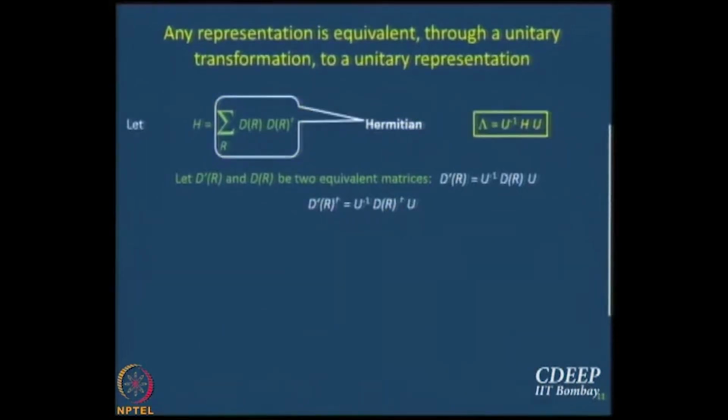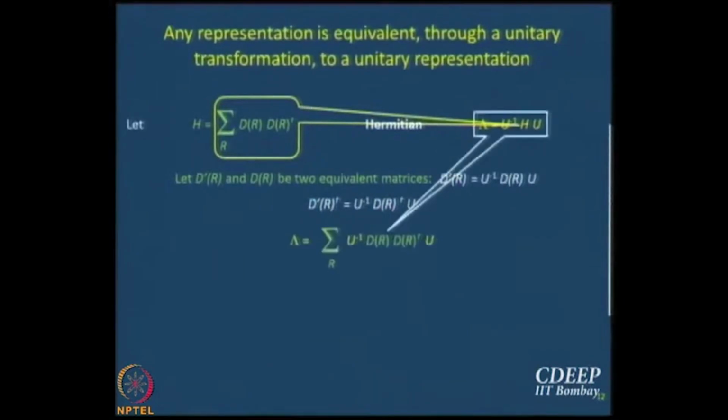This is what it is. So, I might as well expand H in the definition of lambda. Okay, you see where we are going. You are going a long way, but the destination is interesting. So, this is what we write: lambda equal to sum over R, U inverse dr dagger U.